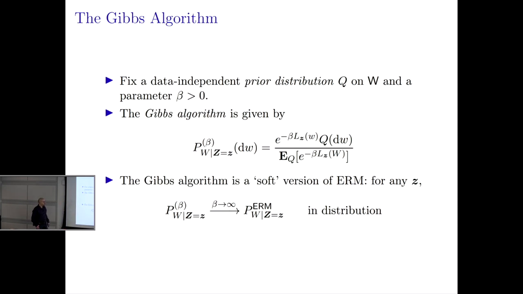One way to think about the Gibbs algorithm is as a soft version, a relaxation, of empirical risk minimization. You can actually prove that when beta goes to infinity, for any z, the Gibbs algorithm converges in distribution, so it's weak convergence, to ERM. The statement of that is known as the Laplace principle. It's kind of the basis of the theory of large deviations. Assuming, of course, Q has support everywhere on your hypothesis space. In particular, it has to have support on the minimizers of the empirical loss. As long as the support of Q includes the minimizers of the empirical loss, you're good.